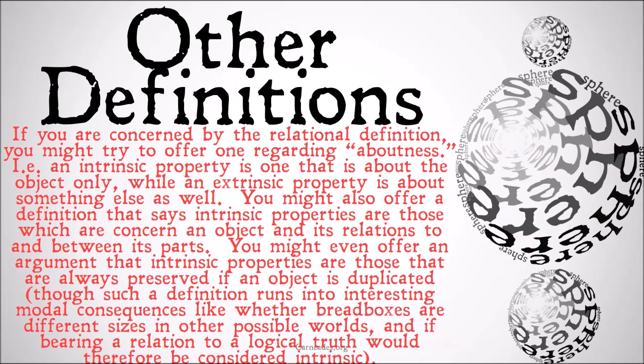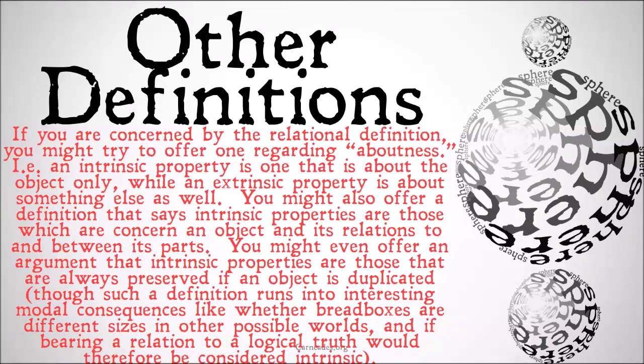If you're concerned about the relational definition, you might try to offer one regarding aboutness, i.e. an intrinsic property is one that is about the object only, while an extrinsic property is about something else as well. You might also offer a definition that says intrinsic properties are those which are the concern of an object and its relations to and between its parts.